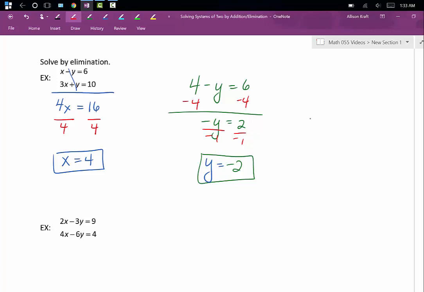We want to write our solution as an ordered pair. The solution of the system is the ordered pair, 4, negative 2.